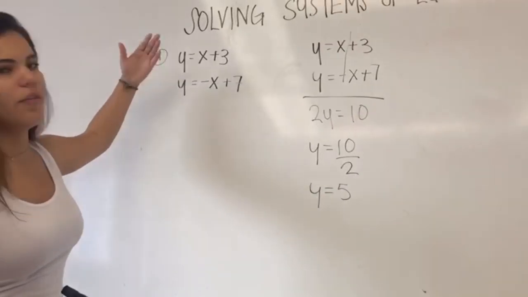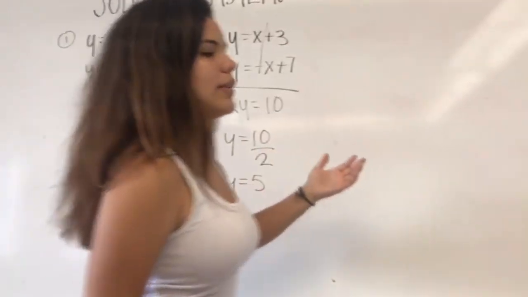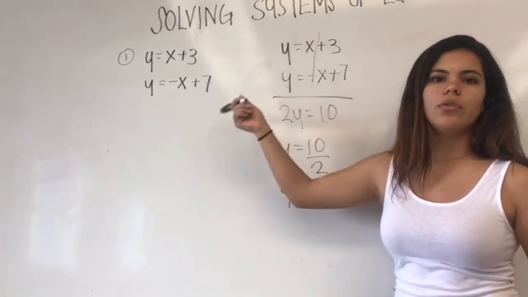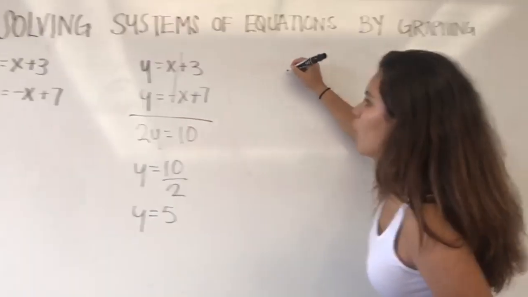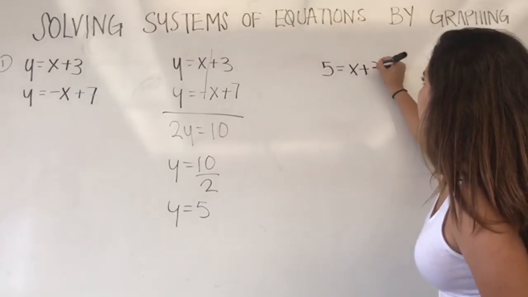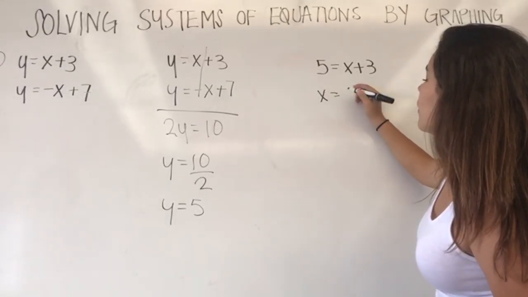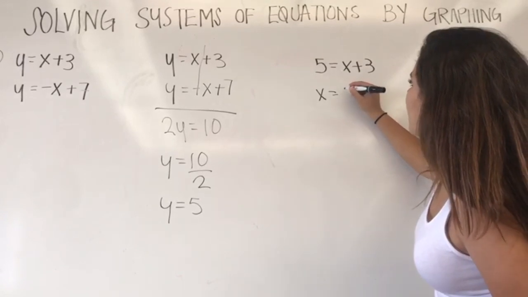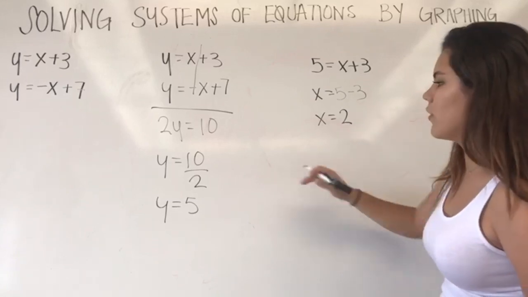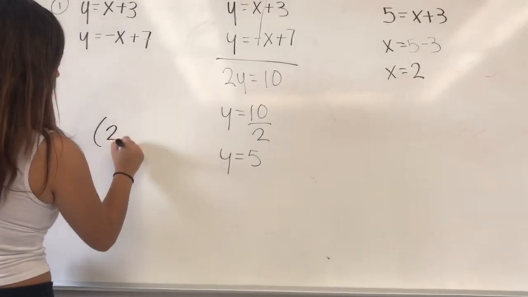And you're gonna look for the value of x. So what we're gonna do is substitute. You can use either of the two. It should give the same answer. So you have y equals 5, so you put 5 equals x plus 3. And you put the x alone, so you have 5 minus 3. This gives you x equals 2. So this should be the meeting point, 2 and 5.